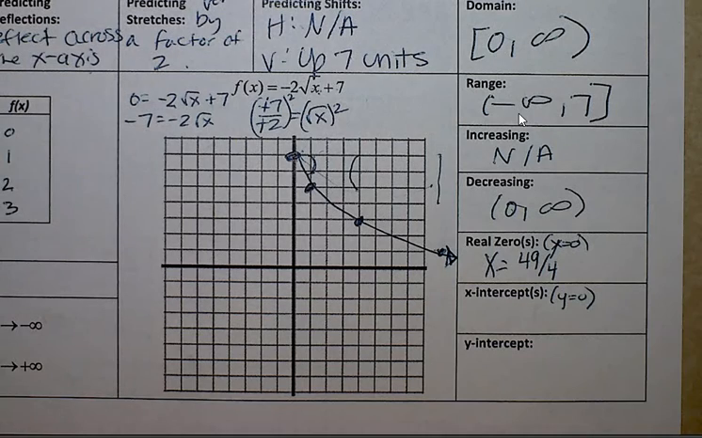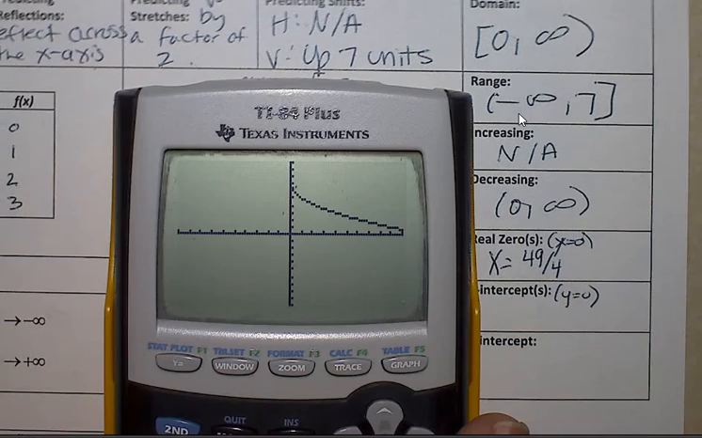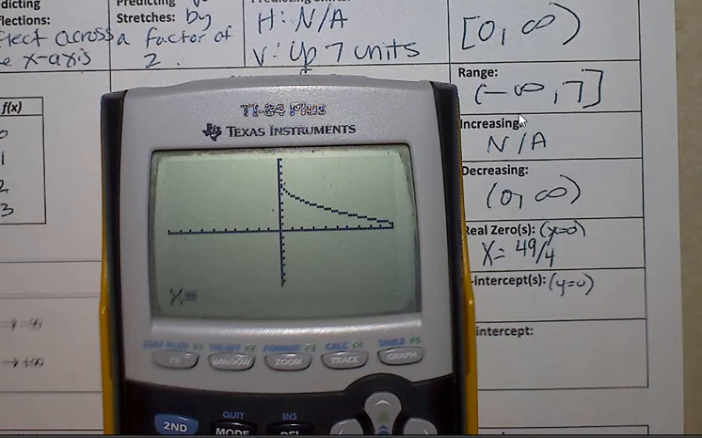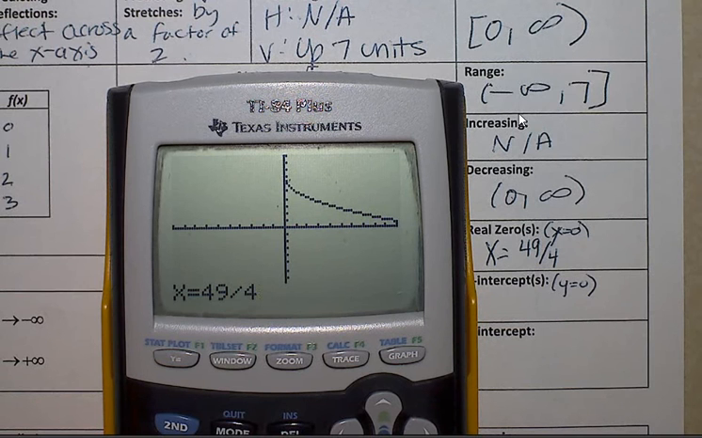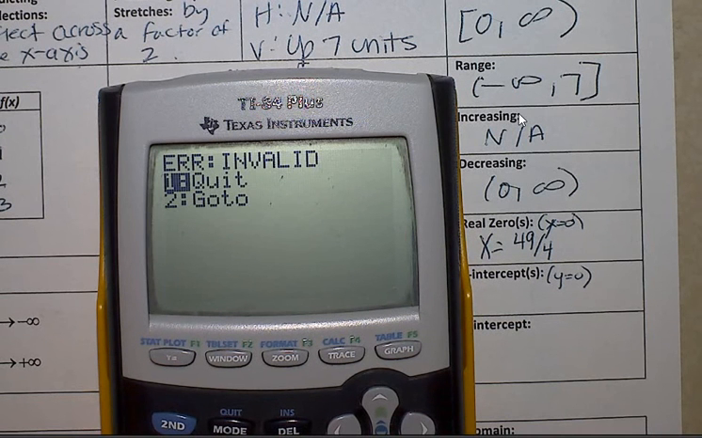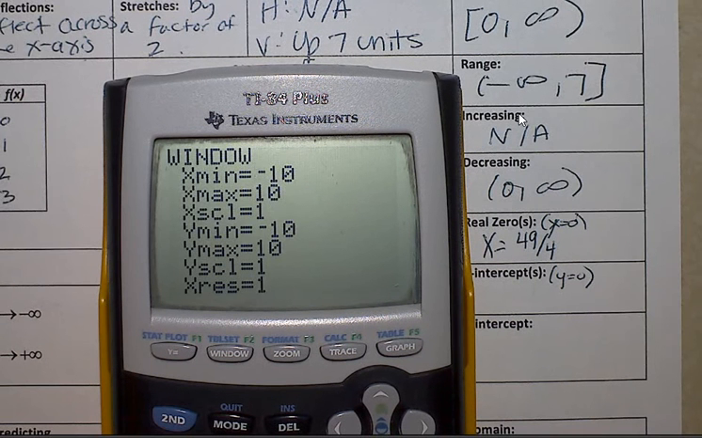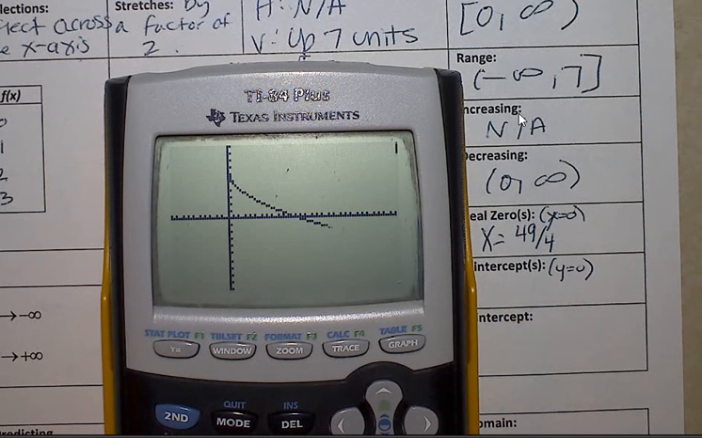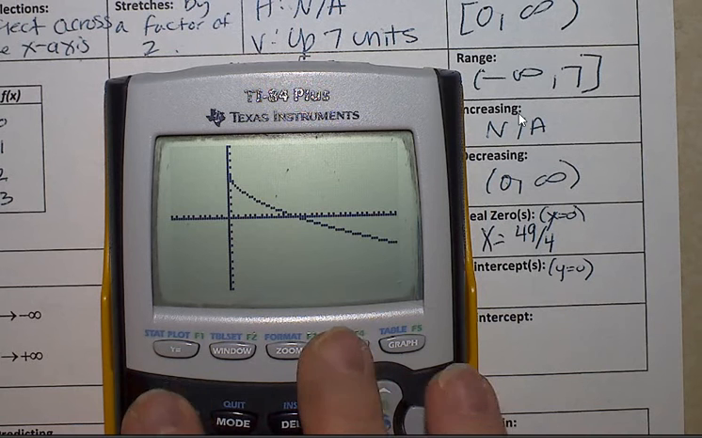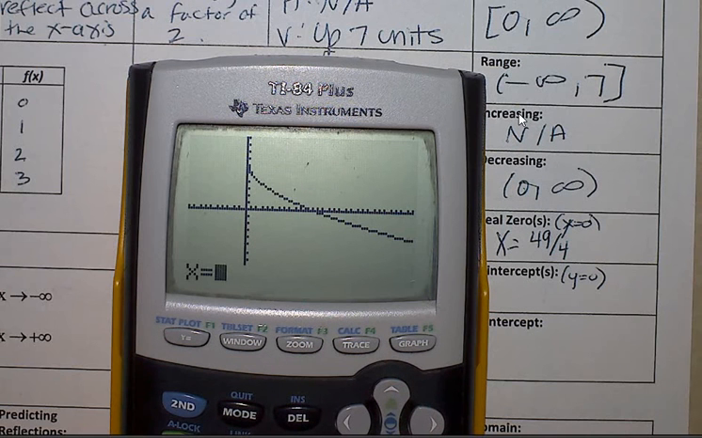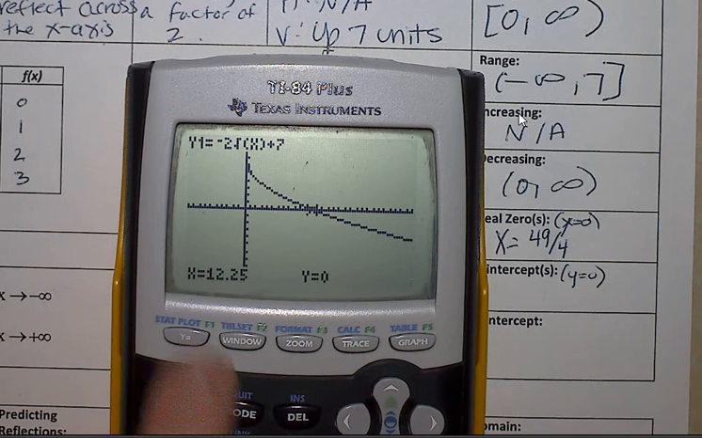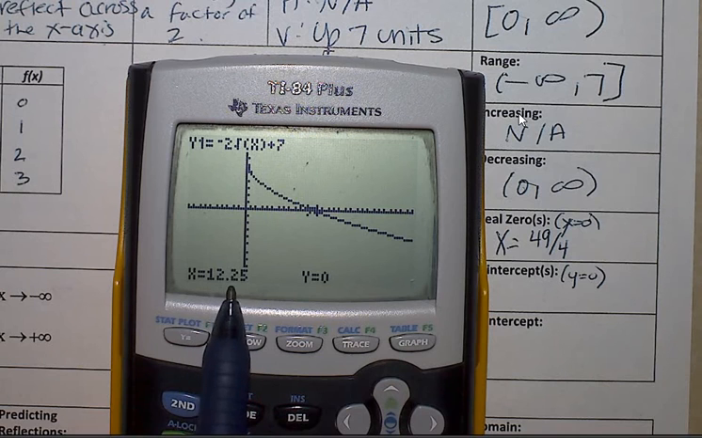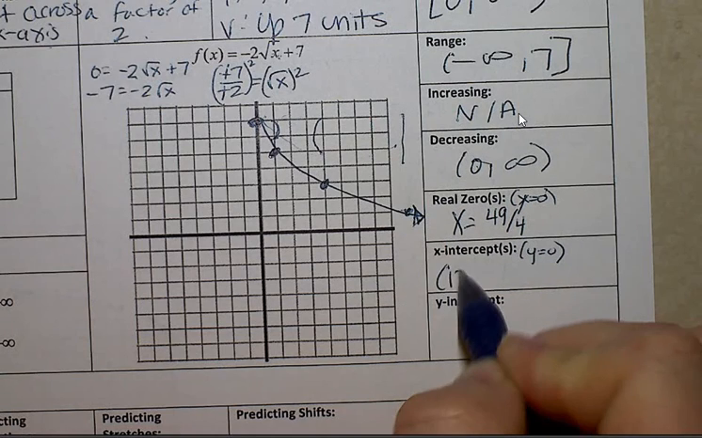So let's check and see if this is correct. Go to your graph, go second, trace, value, and plug in 49 divided by 4 and press enter. Did you get the same thing I did? Okay, go back and hit window. Let's move this out to like 30. Let's try it again. Second trace, value, 49 divided by 4. Is that the correct intercept? Yes, it is. Do you see how it gives you in terms of a decimal answer? You are more than welcome to write it as a decimal answer. They're equivalent answers.